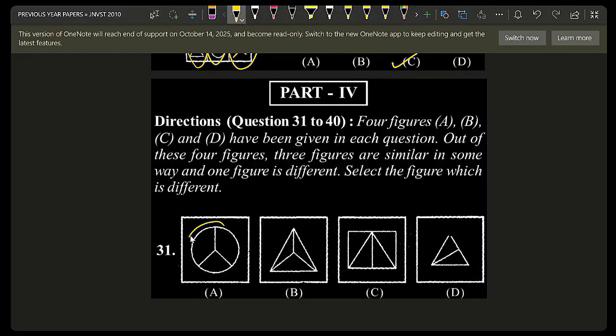So circle is a figure. Inside the circle we have three lines. Triangle is a figure. Inside the triangle we have three lines. Rectangle is a figure. Inside that we have three lines. But in this triangle we have only one line. Okay, so option D is the odd one out.